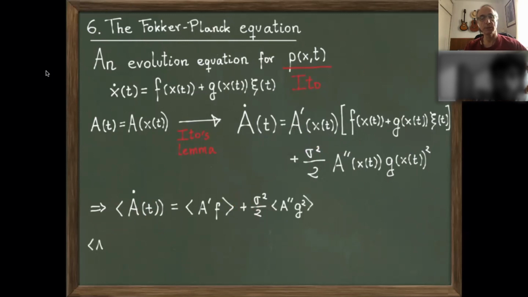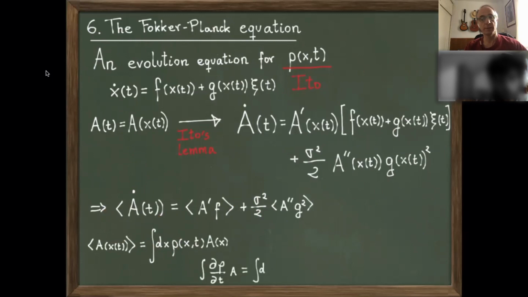Now remember, what is an average? An average is just the integral over rho(x,t). You see, now this appears. So this equation is true for any A. We have not specified A, so this is true for any A. So from this equation, we can get the information of rho(x,t). This is the idea. If we introduce this formula here, we write this equation in terms of rho.